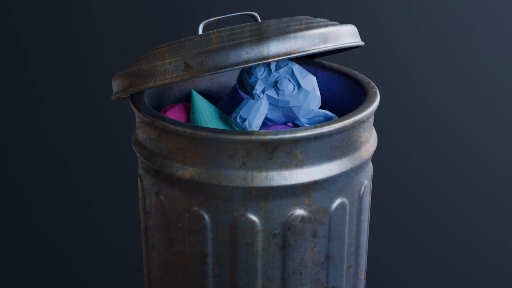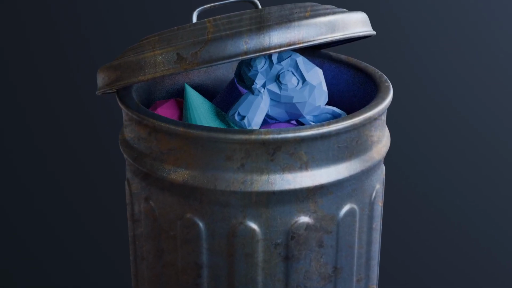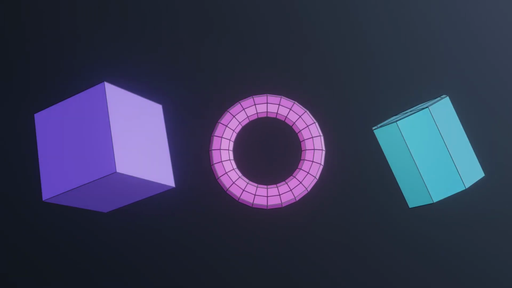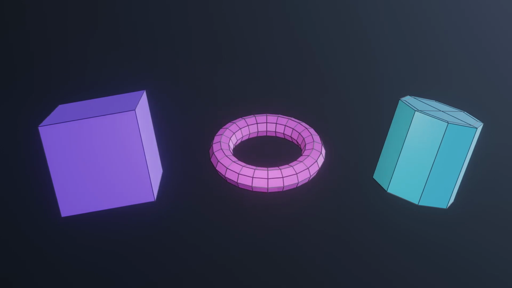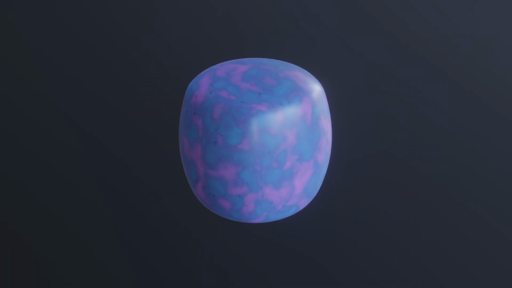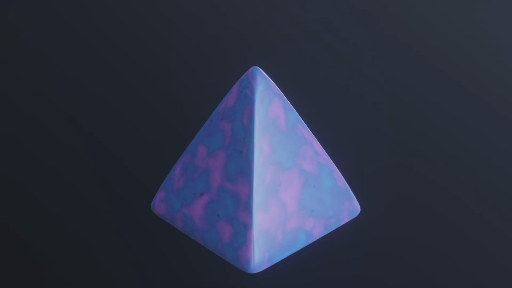In my last video, we went over why Blender's primitives take the cake, except for the cube, torus, and the cylinder, just making the cut with a few tweaks of course. If you haven't watched it already, be sure to check it out after this video as it is relevant to this topic. Today we'll discover why the cube is our best friend when it comes to sub-D modeling.